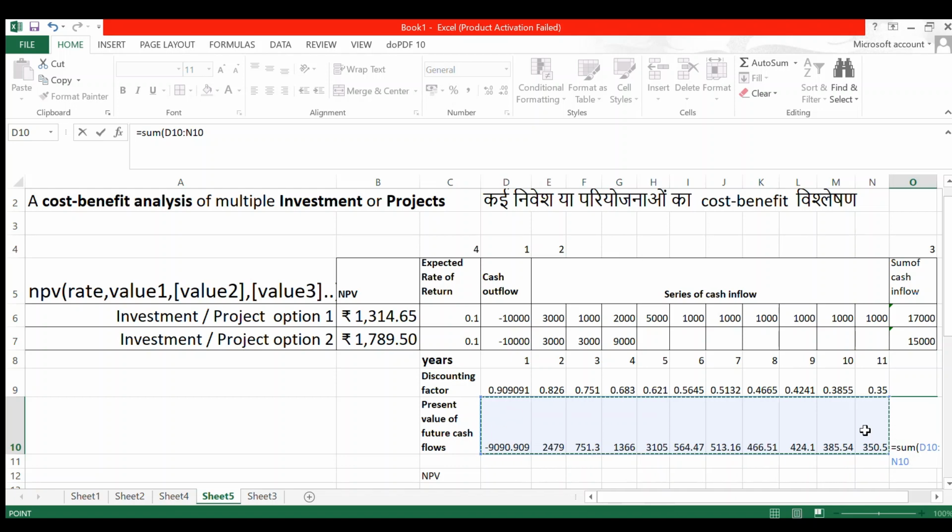I have taken all the values from the first year to the 11th year. At the end of the first year we had a cash outflow, and in all the subsequent years we got the cash inflows. So when I press enter, it should show the very same NPV, 1314 rupees. We can see we got 1314 from this calculation. So it is the very same.